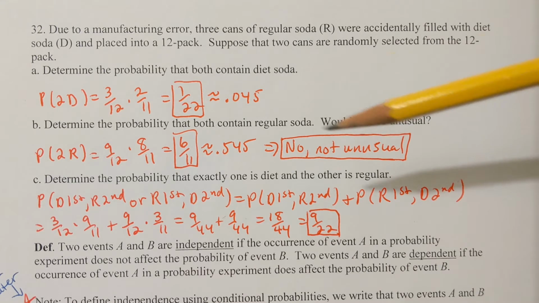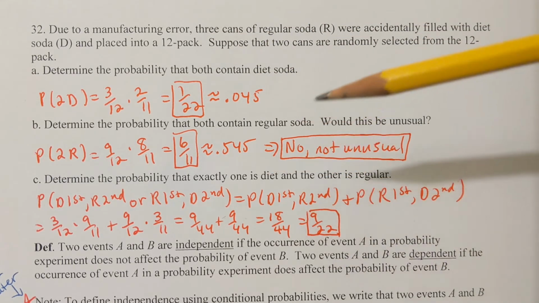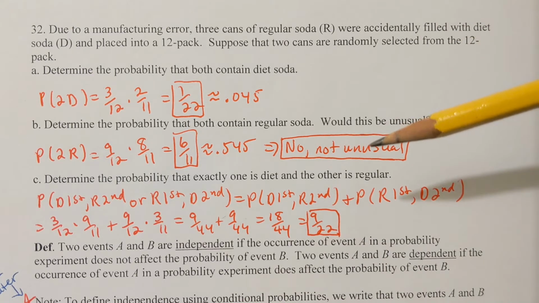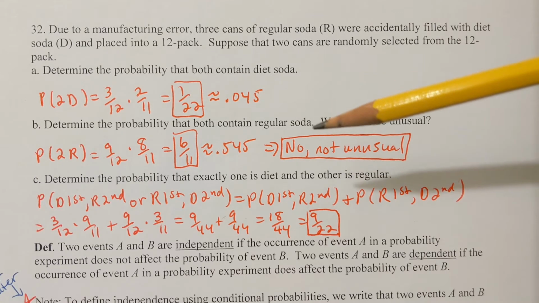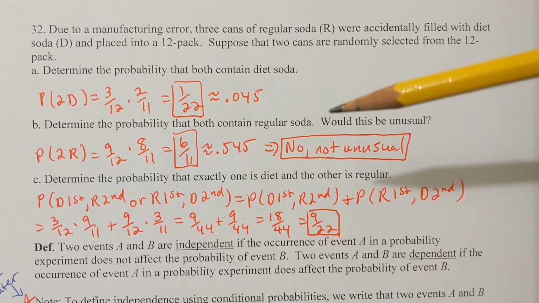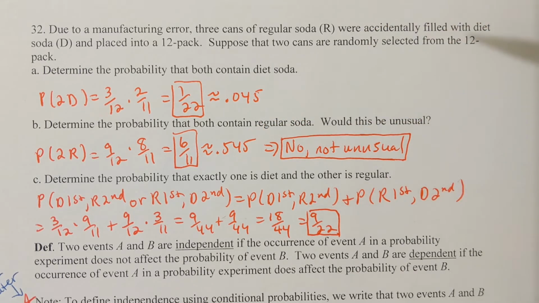No, that wouldn't be unusual. I mean, you bought a pack of regular soda. There was just a manufacturing error that you did not know about. But of course, it would be unusual if this were a very high probability or very low probability.